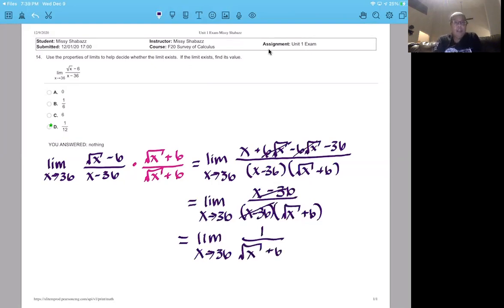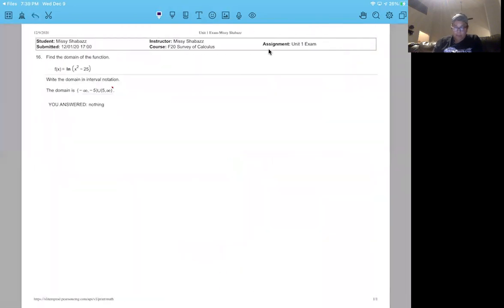Now I can plug in my 36 for x. So I get 1 over the square root of 36 plus 6, which gives me 1 over 6 plus 6, which gives me 1 over 12. And that may be, oh, not the last one.